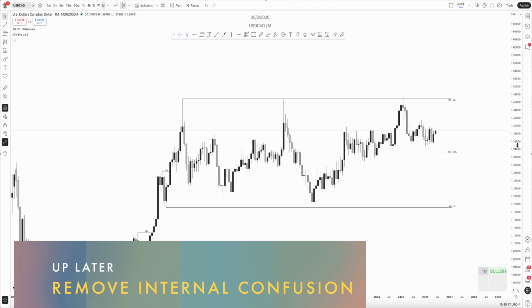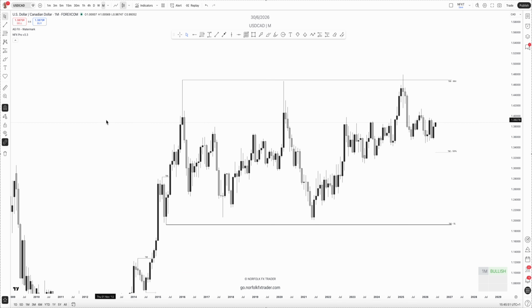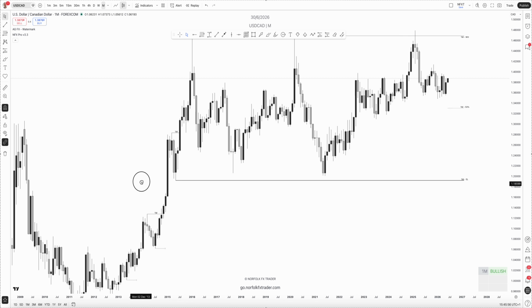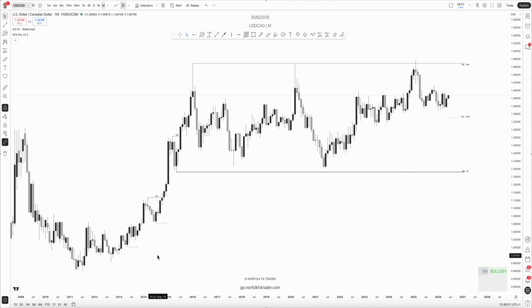Later in the video, if you want to understand more, I'm going to show you how I can turn on the internal structure and imbalances. I'm going to show you what we call the stats table. So right here, what we identify is that same break of structure. And you can see it shows the previous lows as well for me. Now I can have as many of these turned on as I want.